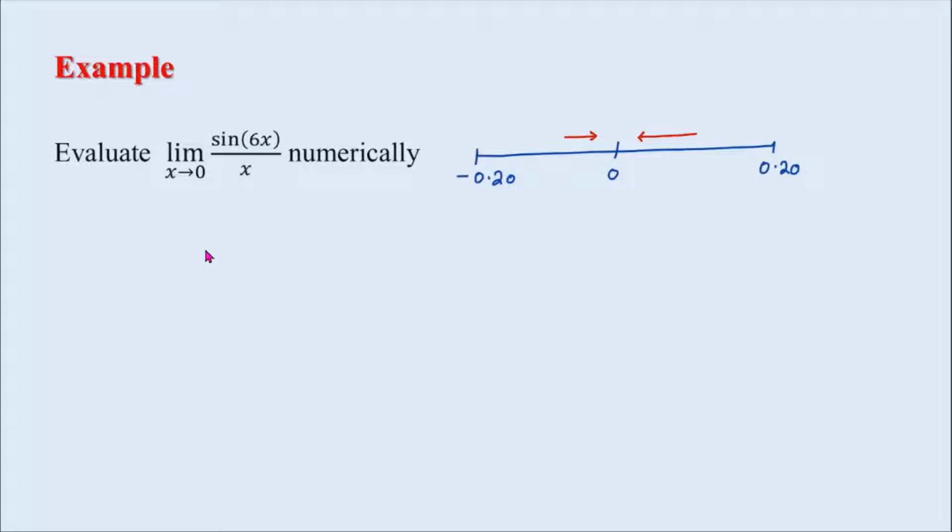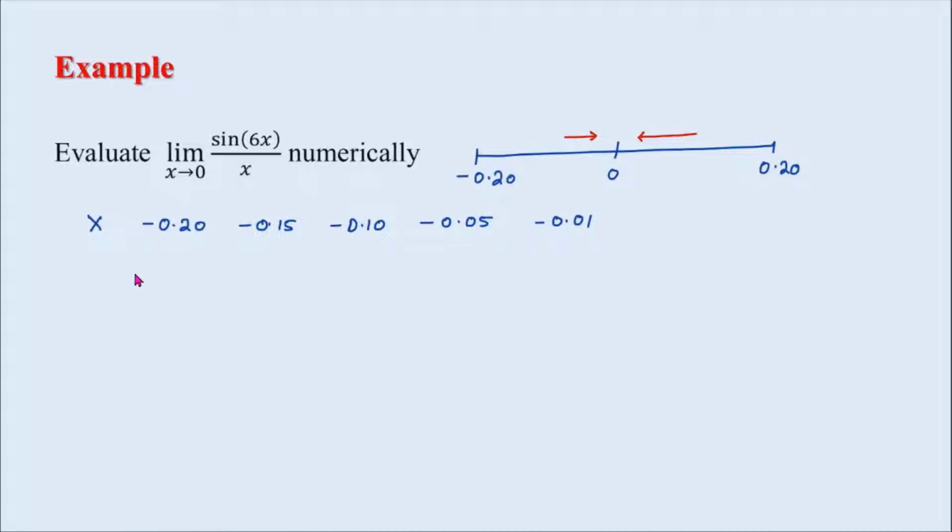So we use different x values for the left-hand limit. -0.20, similarly -0.15, you can say you're going closer and closer to 0. So -0.10 and then -0.05, and then you can also do -0.01, which is very close to 0. This is from the left.